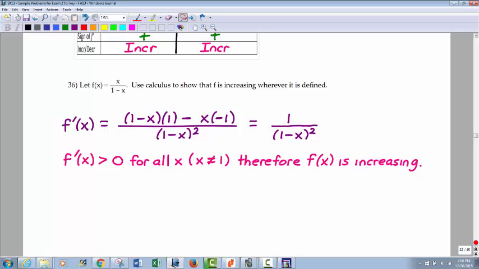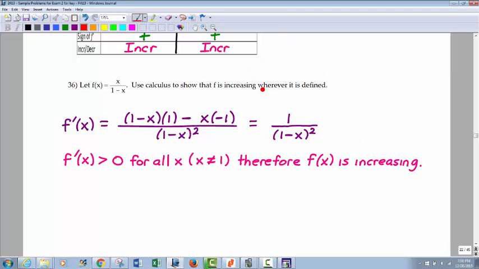This one just is asking us to show that it's increasing. Probably not the kind of question that I would ask on a test, but it's certainly good to look at to see why. So let me just explain this real quick. Just take the quotient rule, and I won't go through that, but it simplifies to 1 over 1 minus x squared.